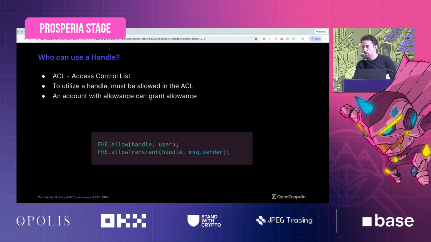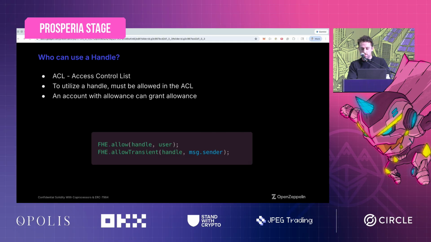So who can actually use these handles, right? So we have confidentiality, and I said you can decrypt it, you can operate on it, but who's able to do that? Since it's confidential, obviously not everyone can. So we have the concept of an ACL, an access control list, and to utilize the handle in any way whatsoever, you must be permitted explicitly on the ACL.